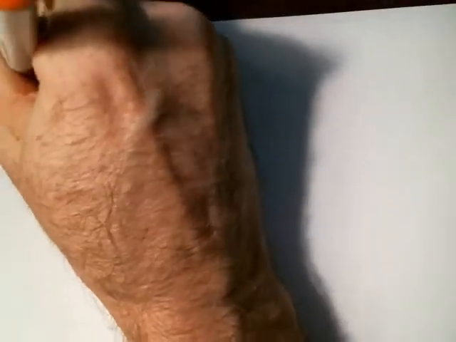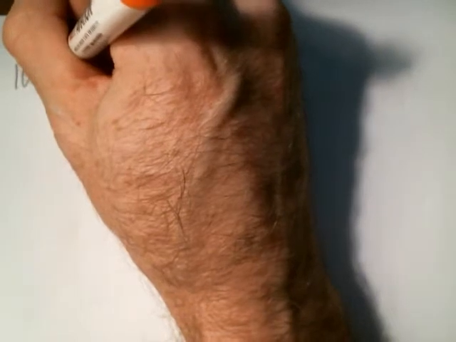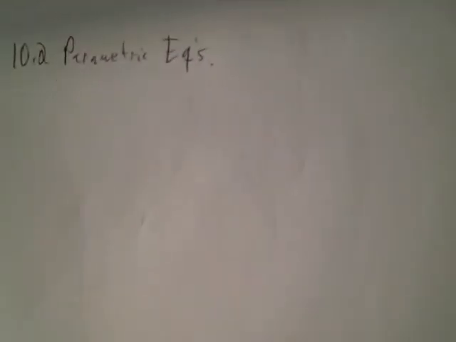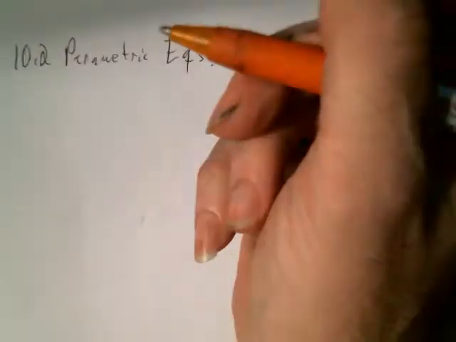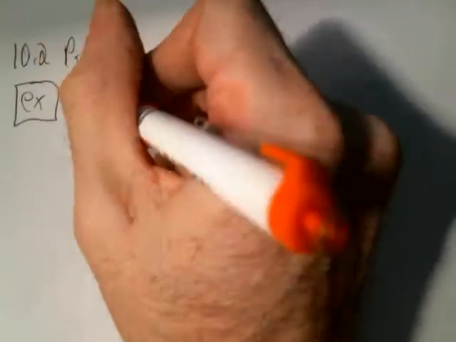Okay, welcome back. This is 10.2, plane curves and parametric equations. I just want to play around a little bit with the formula for the equation of a line. So hopefully this will go somewhere. If not, I apologize in advance.